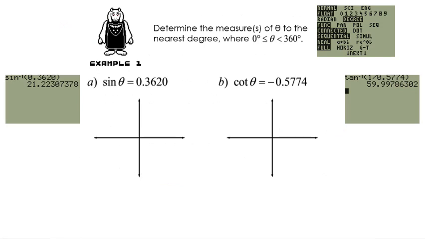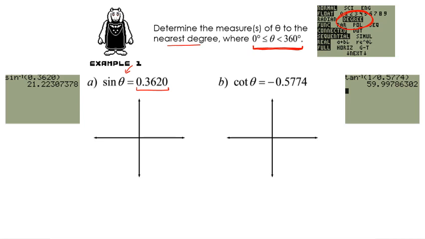Example 1. Determine the measures of angle theta rounded to the nearest degree, where our angle needs to fall between 0 degrees and 360 degrees. When you look at your interval, if everything is being measured in degrees, that tells us that our calculator needs to be in degree mode. For A, we've got sine theta is equal to 0.3620. So our goal is to figure out what is our angle theta that's going to give us this particular ratio.